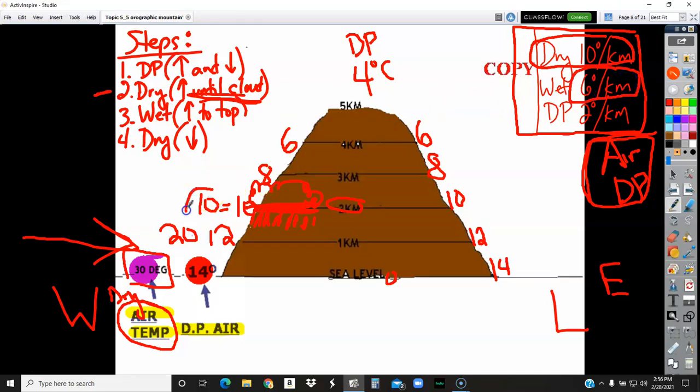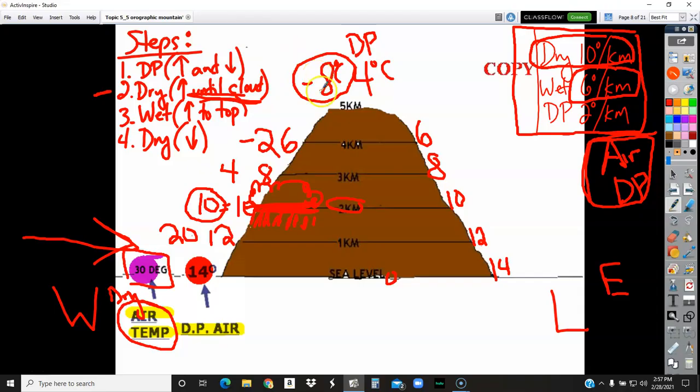So I've still got this 10 Celsius. I'm going to subtract 6 as I work my way the rest of the way up to the top of the mountain. So 10 minus 6 would be 4. 4 minus 6 would be negative 2. And negative 2 minus 6 would be negative 8. I kept taking away 6 each time because I've got moist air as I go the rest of the way up the mountain. So at the top of the mountain, the air temperature is negative 8 Celsius.